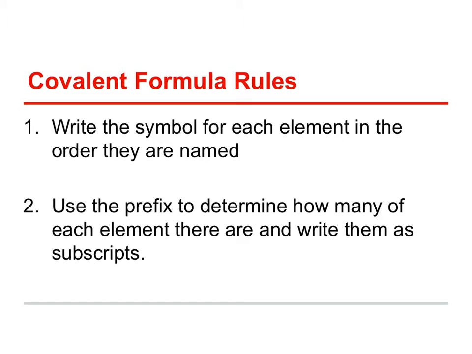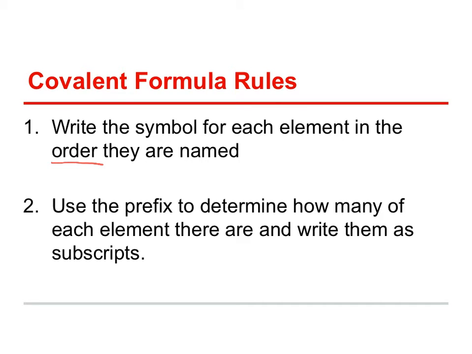Okay, you guys, this is the last skill of the chapter. So we are going to go from a name to a formula. So this is for writing covalent formulas. What we're going to do first is, when we're given a name, write the symbol for each element in the order that they are named. That's really important. We can't mix up the order.